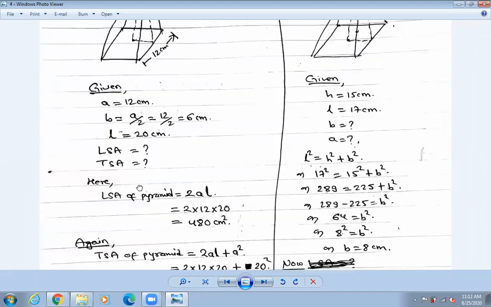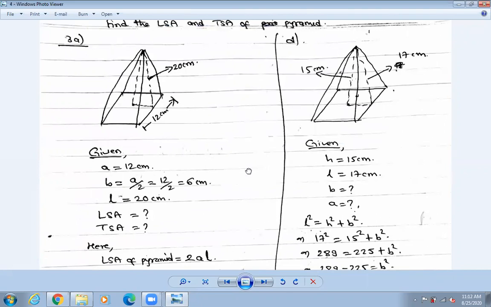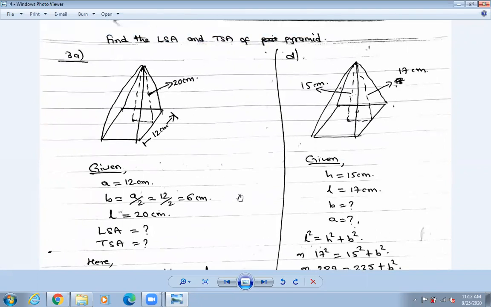Okay, so let me go to the next slide. I'll send you this photo afterwards. Let me go immediately because we just have 3 minutes left now. So look at number D. In this case, what is given? H is given, isn't it? 15 centimeter. So this is H. Just see the figure. This is H, 15 centimeter.